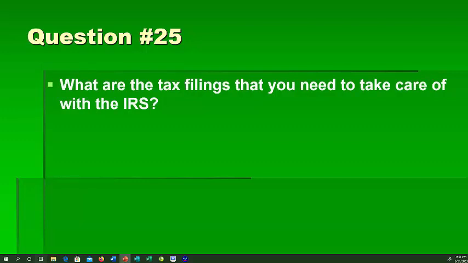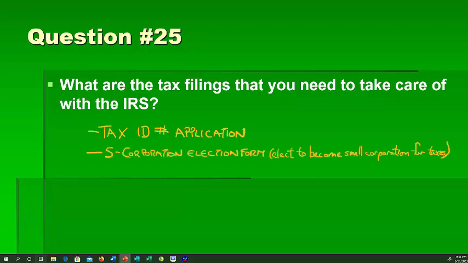Alright, question number 25. What are the tax filings that you need to take care of with the IRS? Well, application for a taxpayer identification number, the TIN, and also if you're going to elect to become an S corporation. That works, oddly enough, for corporations. You can also take that election with LLCs.